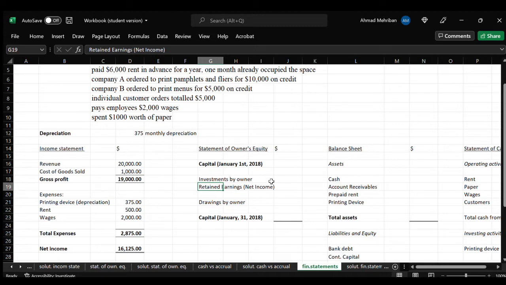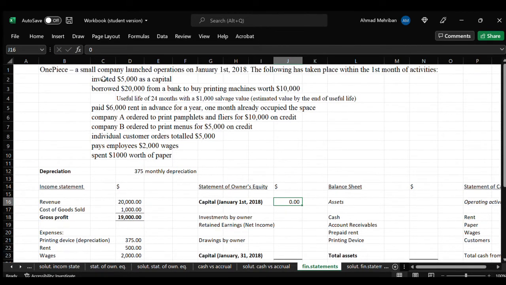Now that's why we need information from the income statement. We need first to calculate the net income before we can actually compile the statement of owner's equity. If we look at it first, the capital on the very first day of business was actually zero. I know that some of you might confuse it by saying that the owner has invested 5,000, so on the 1st of January it was 5,000. No, we assume that, let's say midnight, before the day has begun on January 1st, there was zero capital.